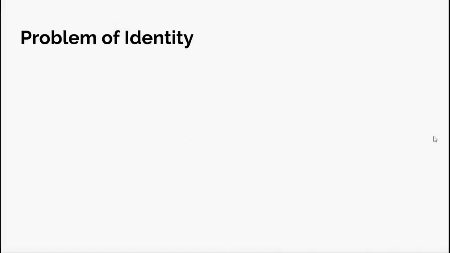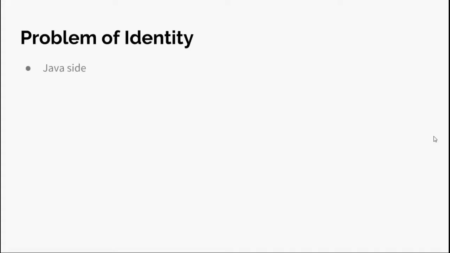In the previous video, we had discussed a couple of object relational mismatches. In this video, we will continue with that topic and learn the next couple of mismatches, and we'll discuss the fifth one in the next video. Let's start with the third mismatch, problem of identity.